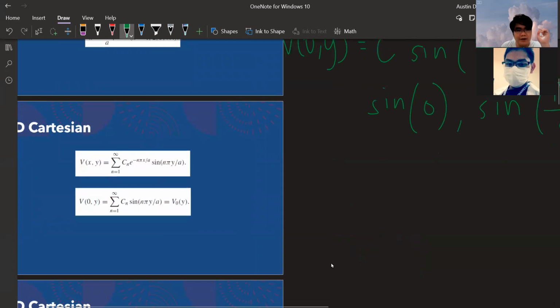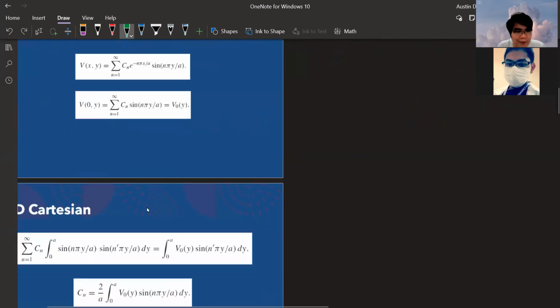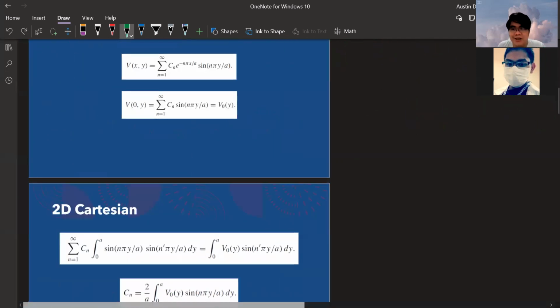So what we do is we sum everything from n to infinity, and C will have an identity, Cn, to adjust, to compensate for the other terms. So the problem now is to find Cn. Again, when we plug in 0 for x, the right-hand side becomes v naught of y, and this is what remains. Now it is easier to solve.